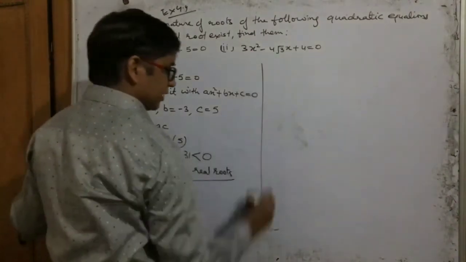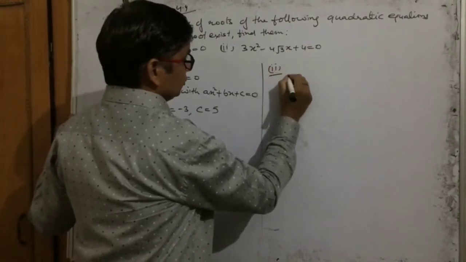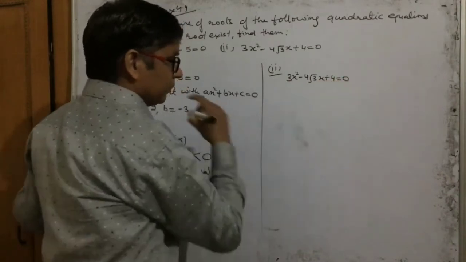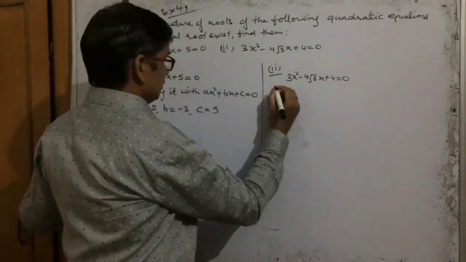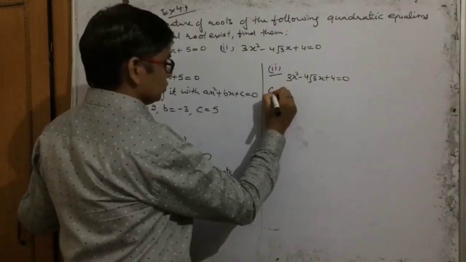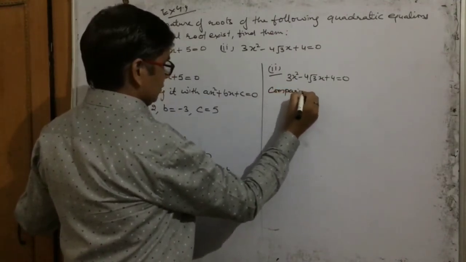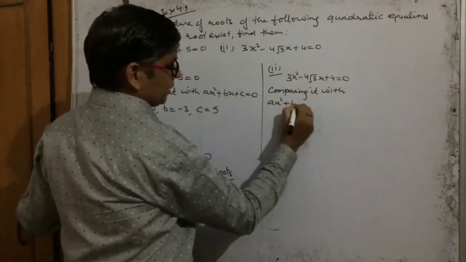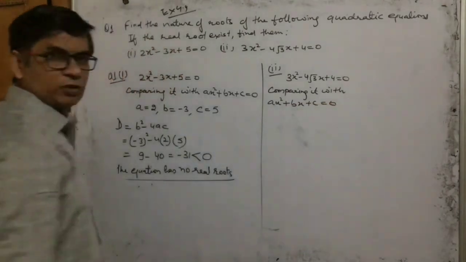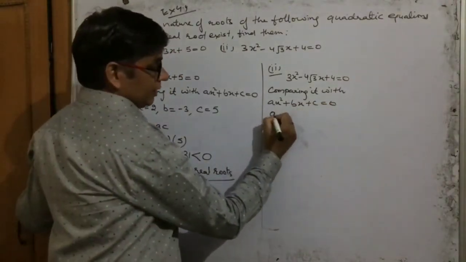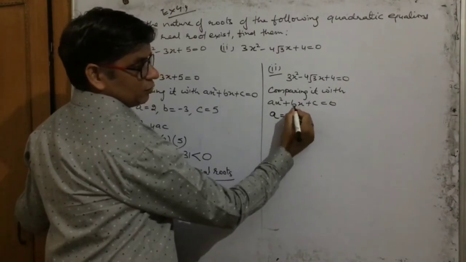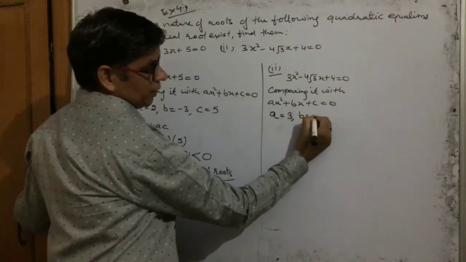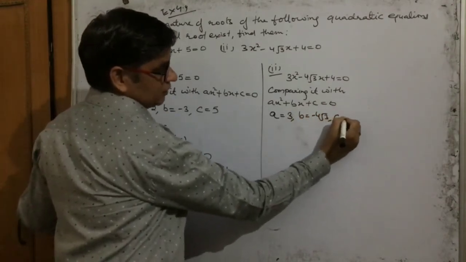Okay. Now the second part of this question: 3x square minus 4 root 3 x plus 4 equals 0. We compare it with ax square plus bx plus c equals 0. So a equals 3. The coefficient of x is b, which is minus 4 root 3, so b equals minus 4 root 3, and c equals 4.